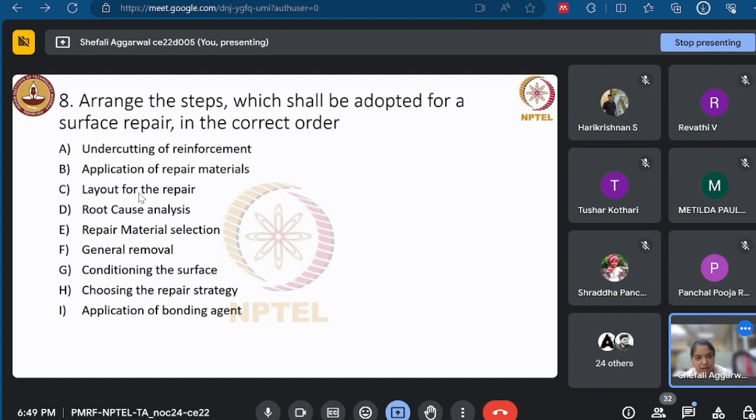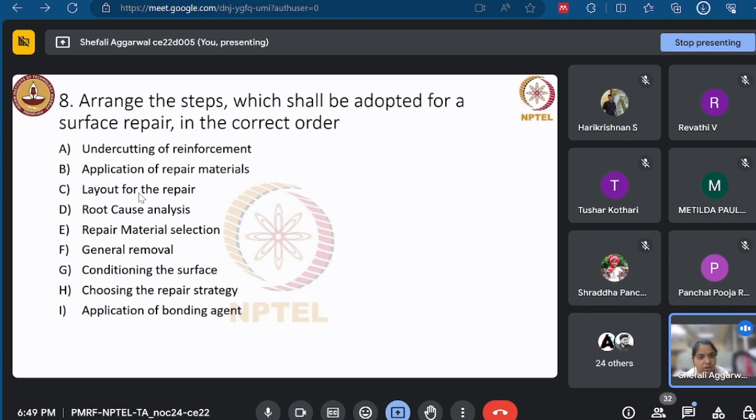And after everything is done, then you will start the repair. So for the repair, all the steps will come. General removal, and after general removal, what are you doing? General removal means you are removing the mortar part. After removing the mortar part, you will do the undercutting of reinforcement. Why are we doing undercutting of the reinforcement? Because if our rebar is corroded, before doing any patch repair, we should clean the rebar.